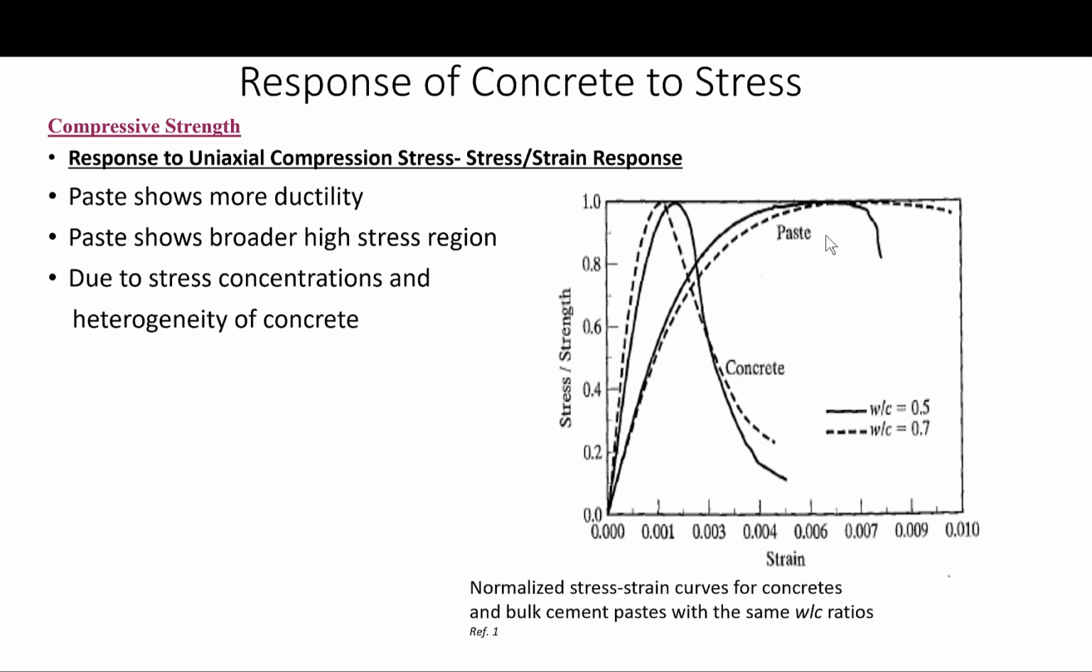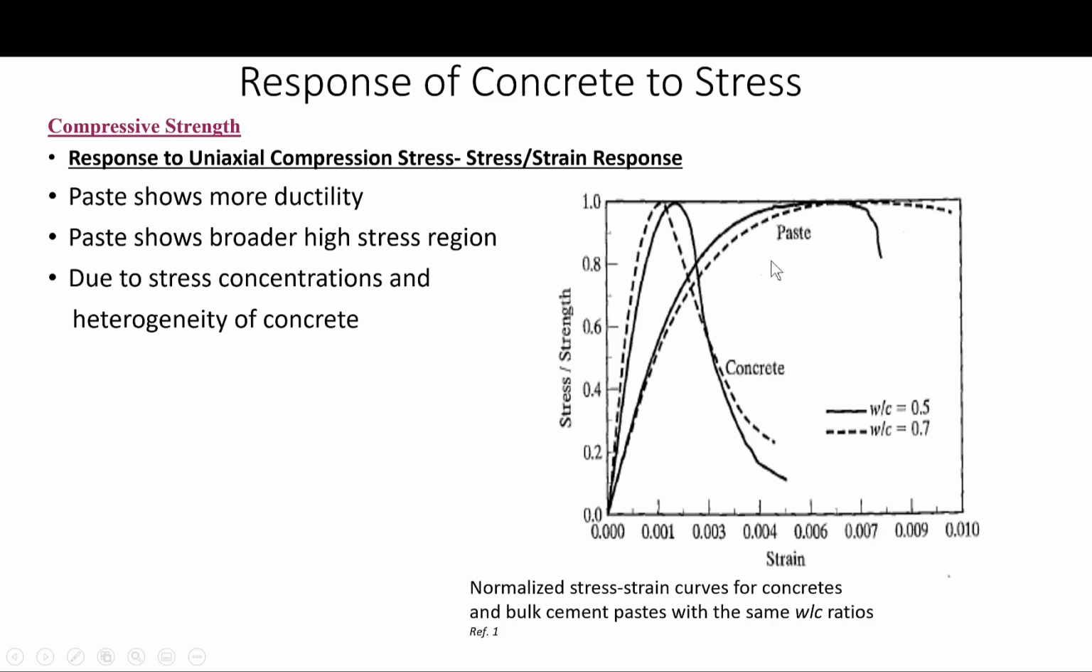In this case, though, stress is normalized, as you can see in the curve, with respect to the strength, just for convenience. So the curves show that the cement paste exhibits significantly more ductility and has a broader high stress region than does the concrete, as you can see.